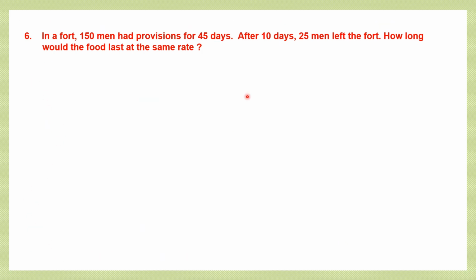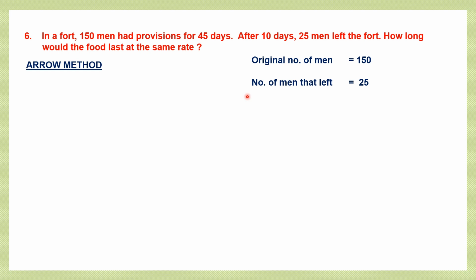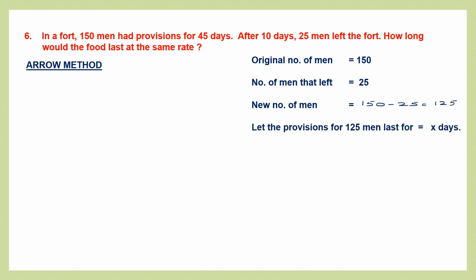Let's do the same thing in the arrow method. So we have the arrow method. Let's get all our details. So the original number of men is 150. The number of men that left is 25. That means the new number of men will be 150 minus 25, which is 125 men. So let the provisions for 125 men last for X days. The remaining food would last for 45 minus 10 days, which is 35 days. So this we have to keep in mind. We have all the details.